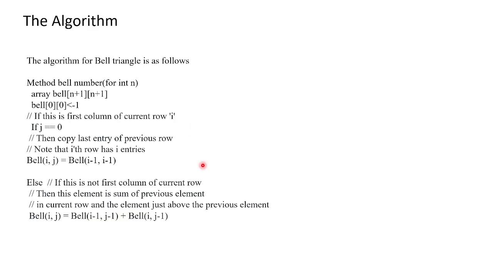Now, how will we implement this algorithm? It is implemented as follows. Here, the topmost corner number was assigned as 1. Now, if we are at the first column of the current row, then we assign the number in the last column of the previous row. And if it is not so, then we add the number in the previous cell and the cell at the top left corner of it.